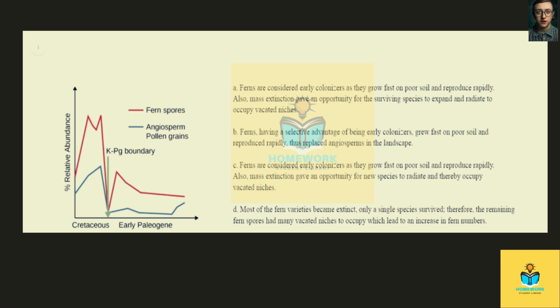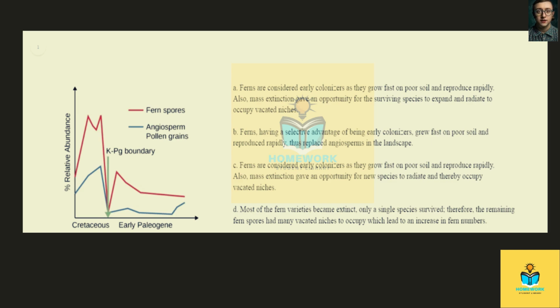So let's go through all of them. Part A, ferns are considered early colonizers. They grow fast on poor soil and reproduce rapidly. This is true. So early colonizers would need to grow fast on poor soil because after a mass extinction effect, it's not likely that the soil is going to be very viable.